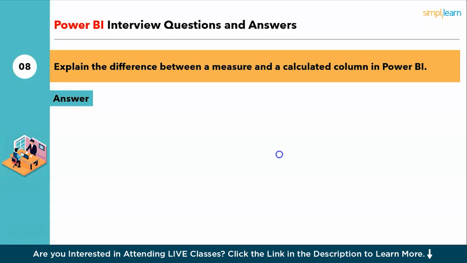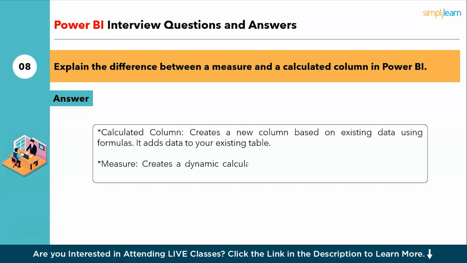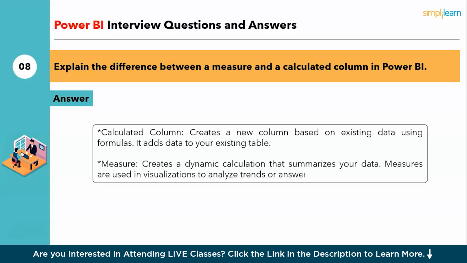So the answer for this question is, a calculated column creates a new column based on existing data using a formula. It's added to your existing table as a new column, as we discussed. A measure creates a dynamic calculation that summarizes your data. Measures are used in visualizations to analyze trends or answer specific questions.